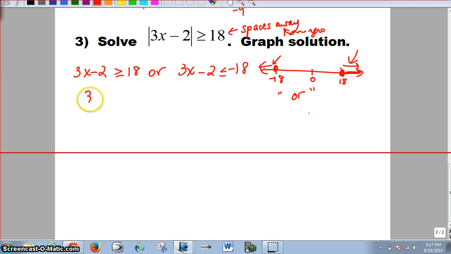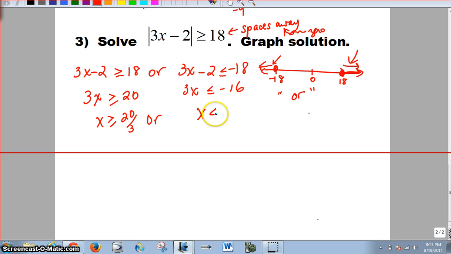Then we're going to solve our two inequalities. We get x is greater than or equal to 20 over 3, or we could say 6 2/3. Now we're going to solve the other part. We're going to add 2 to both sides and get negative 16, and x would be less than or equal to negative 16 over 3, which is negative 5 1/3.